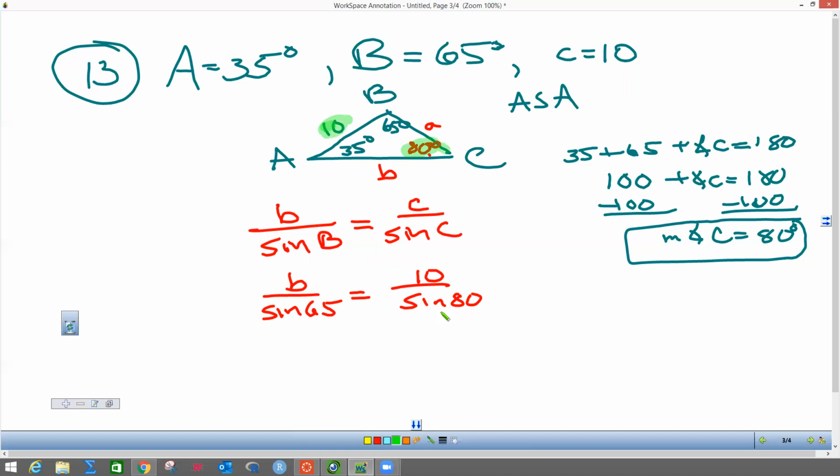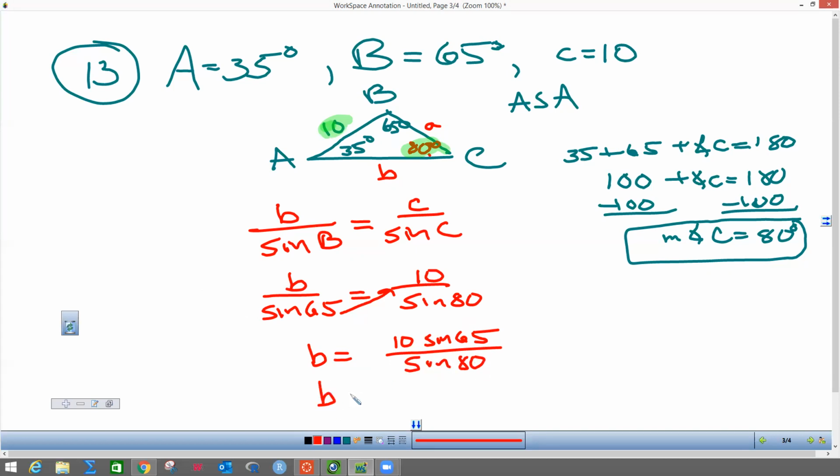Thumbs up where it all came from. Everybody? All right, now we're going to do algebra. I want to get little b by itself, so what do I got to do to get rid of a denominator? Anybody? I got to multiply that bottom piece over. So that means little b is going to be 10 sine of 65, because I'm multiplying this over to this side, all over the sine of 80.